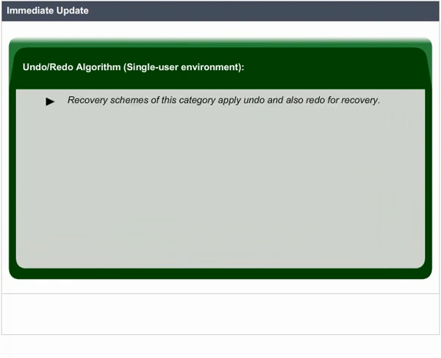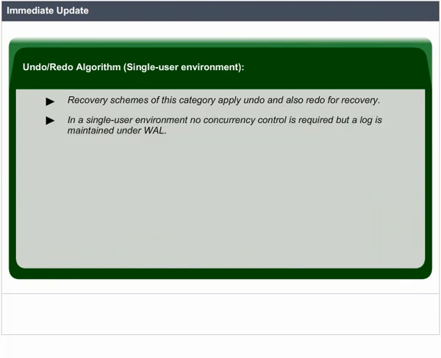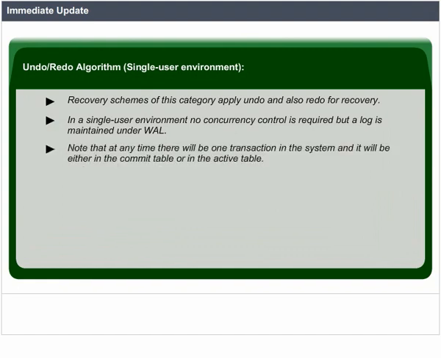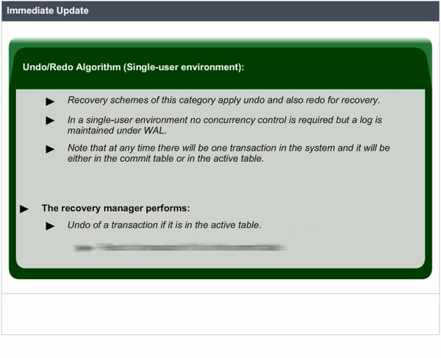Undo, redo algorithm, single user environment. Recovery schemes of this category apply undo and also redo for recovery. In a single user environment, no concurrency control is required, but a log is maintained under WAL. Note that at any time there will be one transaction in the system, and it will be either in the commit table or in the active table. The recovery manager performs undo of a transaction if it is in the active table, redo of a transaction if it is in the commit table.